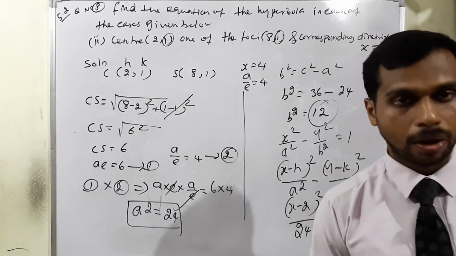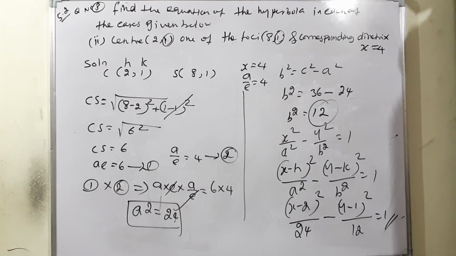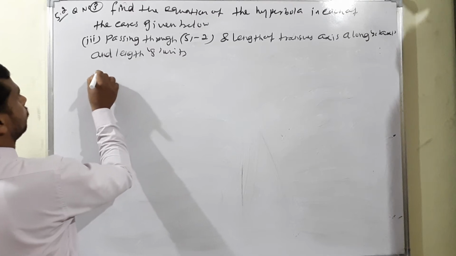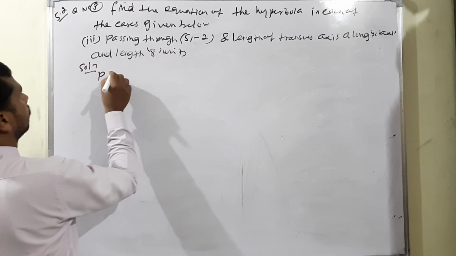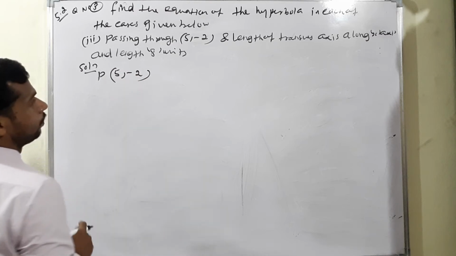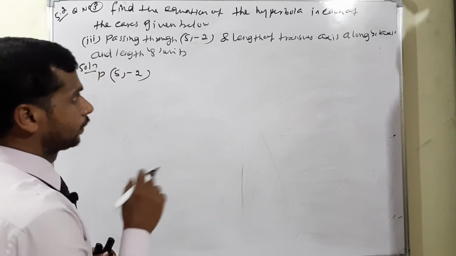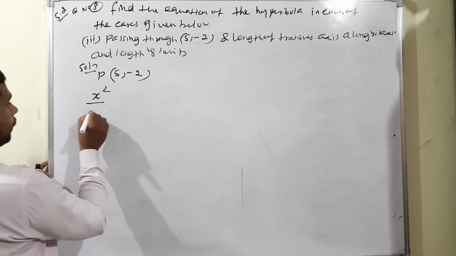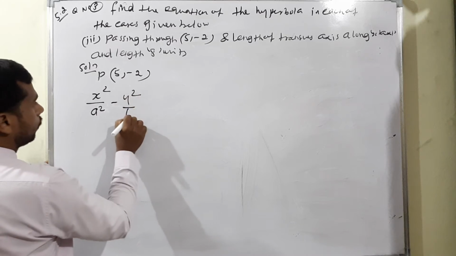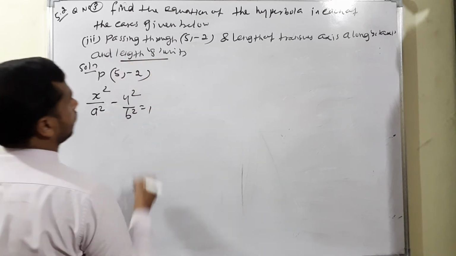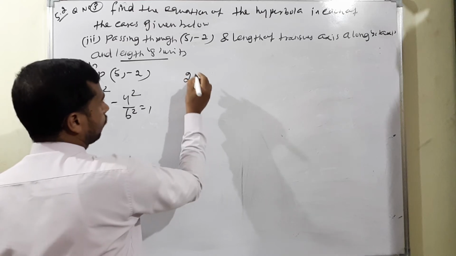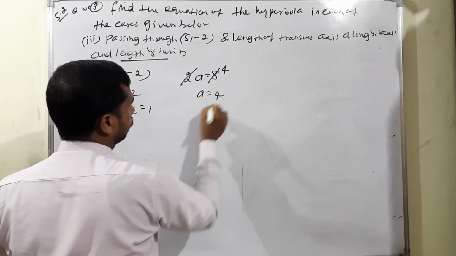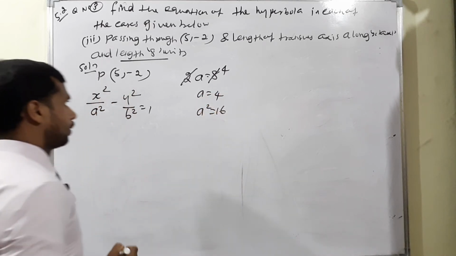Okay. I will continue the last subdivision from question number 3. Subdivision 3: passing through the point 5 comma minus 2, length of transverse axis. So the transverse axis along the x axis, the condition along with the x term will be positive. Therefore x square by a square minus y square by b square is equal to 1. The condition is there: the length of 8 units is the length of the transverse axis, means 2a is equal to 8, means a is equal to 4, so a square is equal to 16.